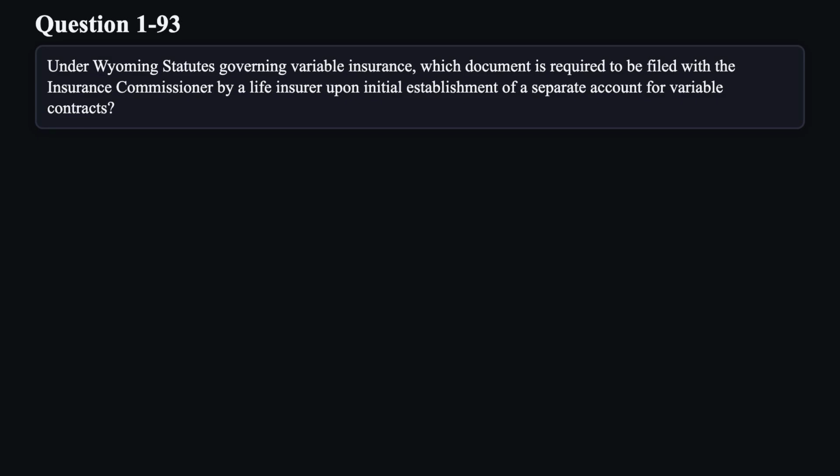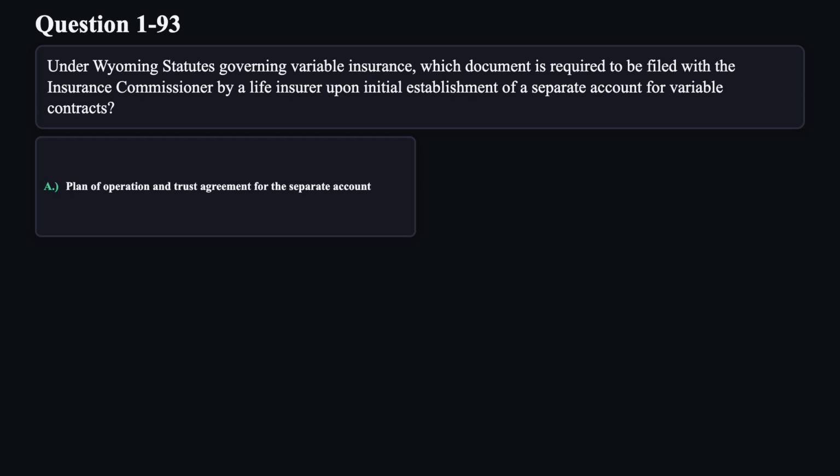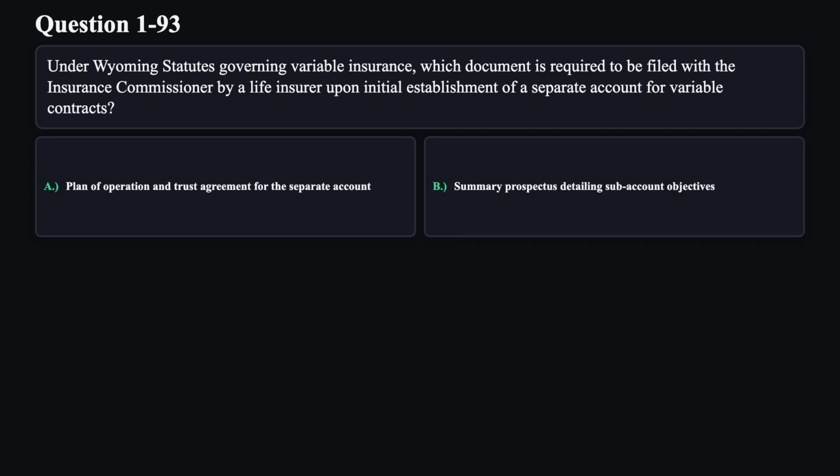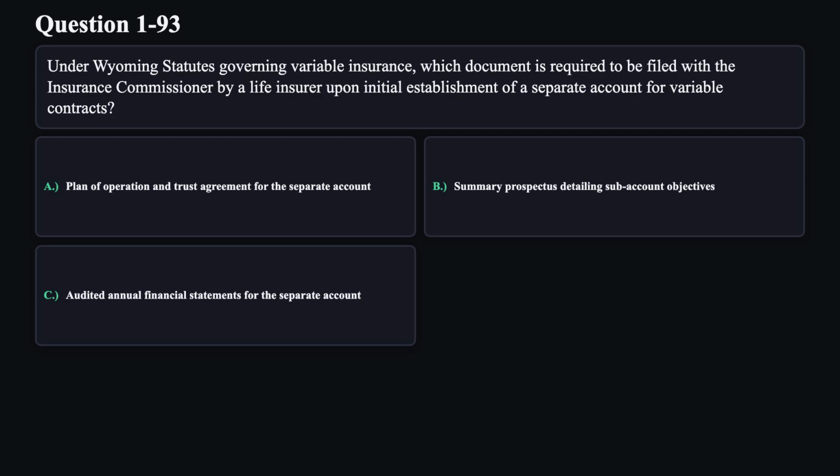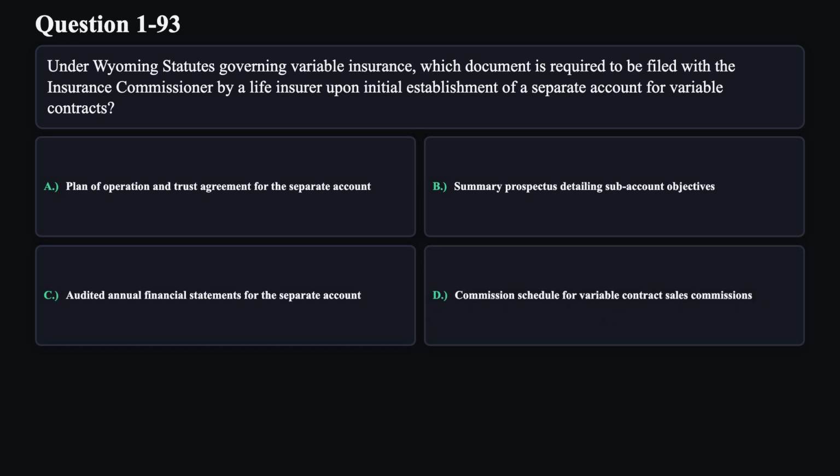Question 93. Under Wyoming statutes governing variable insurance, which document is required to be filed with the insurance commissioner by a life insurer upon initial establishment of a separate account for variable contracts? A. Plan of operation and trust agreement for the separate account. B. Summary prospectus detailing subaccount objectives. C. Audited annual financial statements for the separate account. D. Commission schedule for variable contract sales commissions.